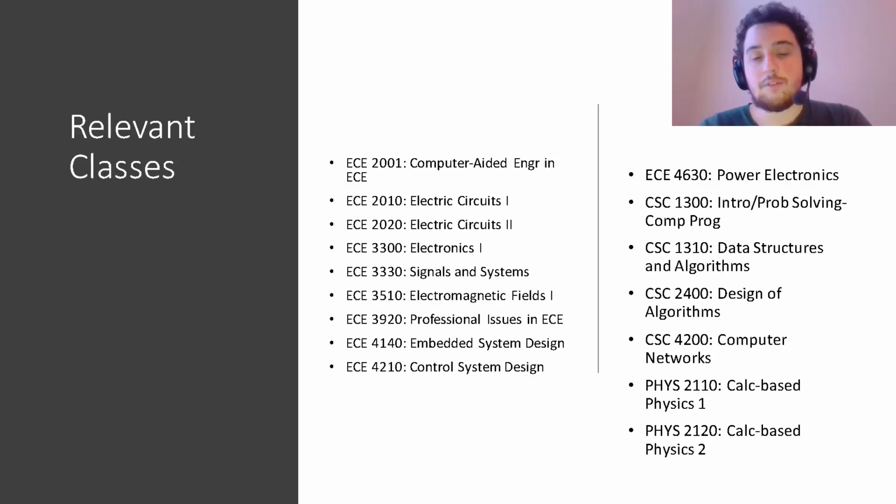Here are relevant classes. These are classes that have been relevant for components we've worked on, as well as some classes that we anticipate will be relevant looking down the line. So you see there's a lot of ECE classes in here, as well as CSC classes, which mainly deal with the software and coding side of things, and then physics classes, which mainly deal with the hardware, specifically the resistance system so far.